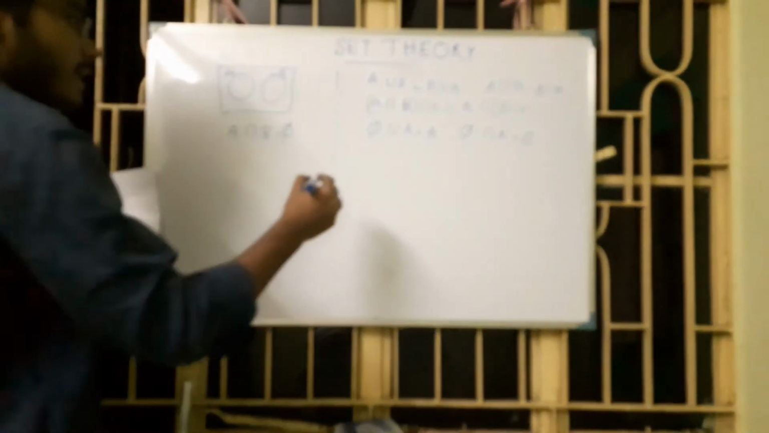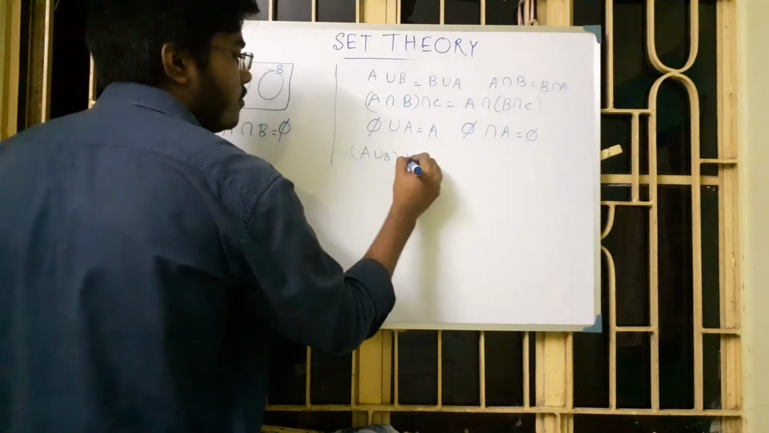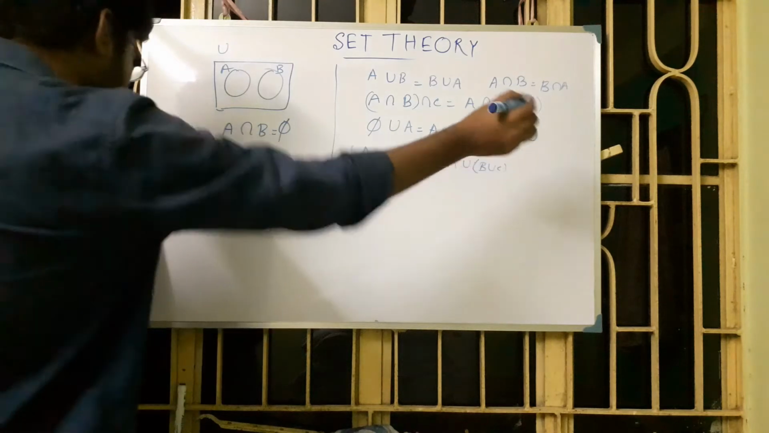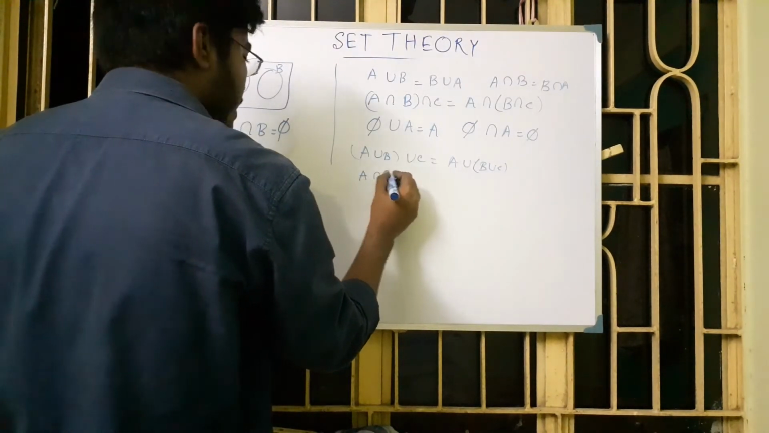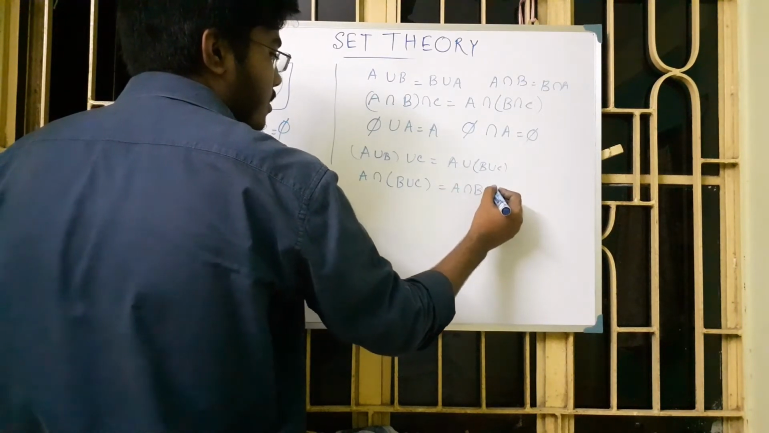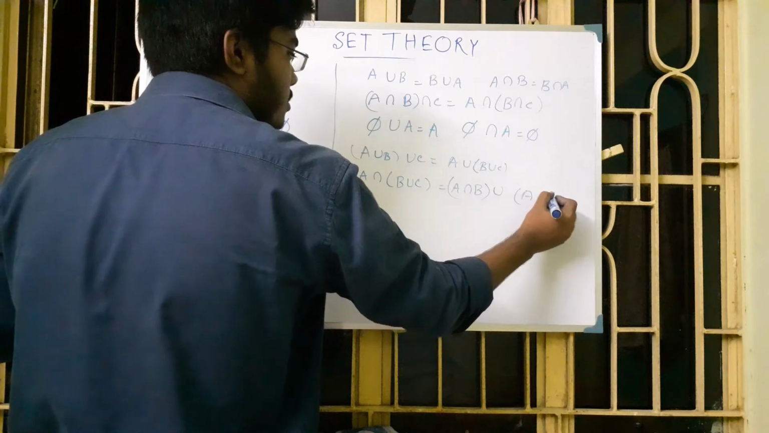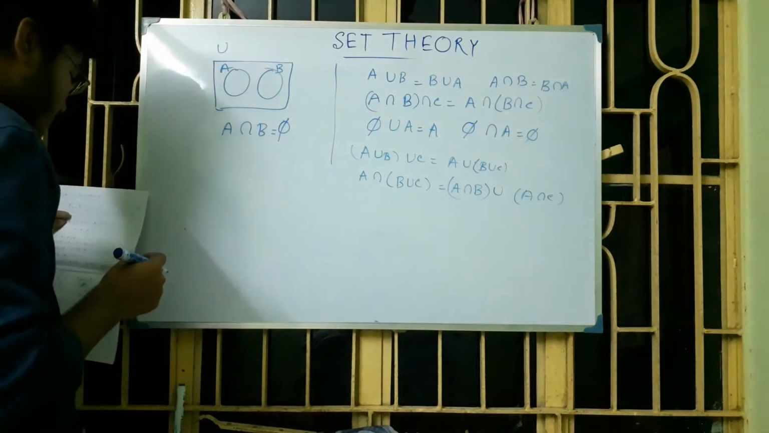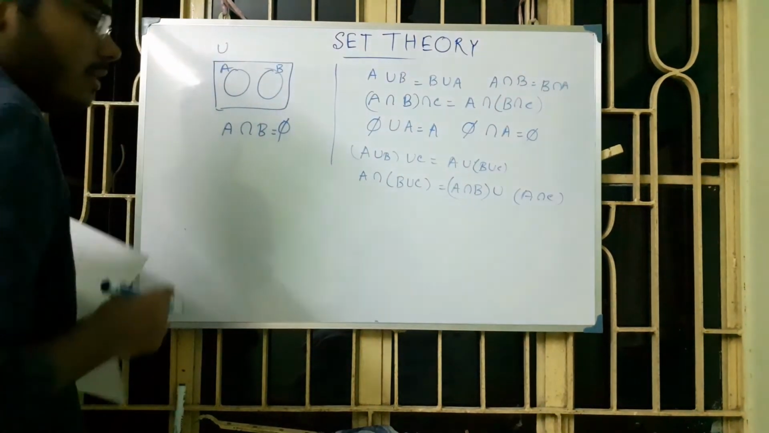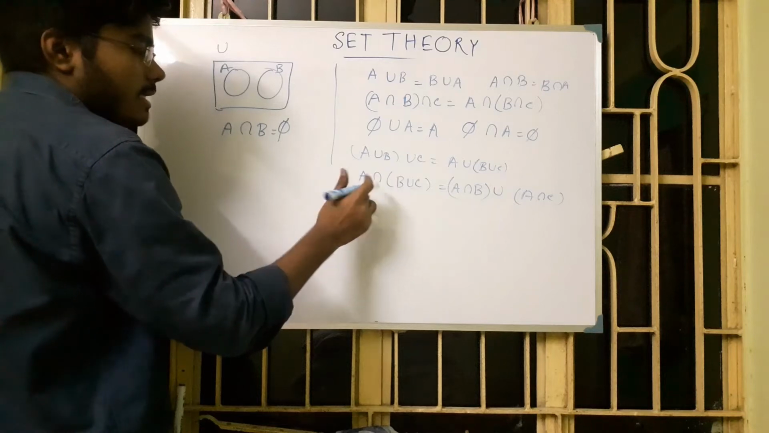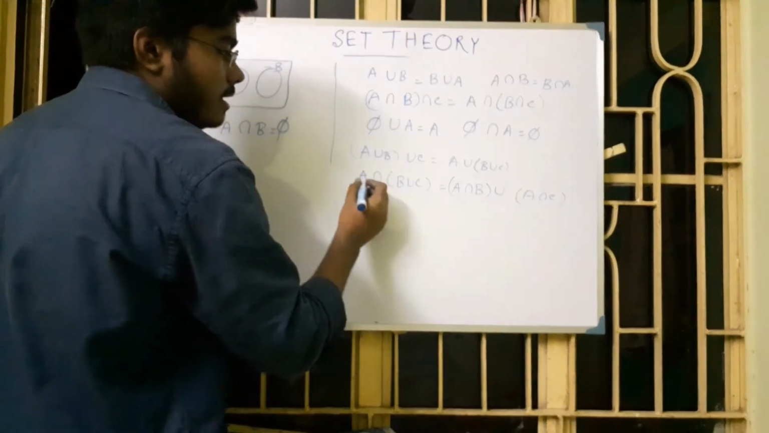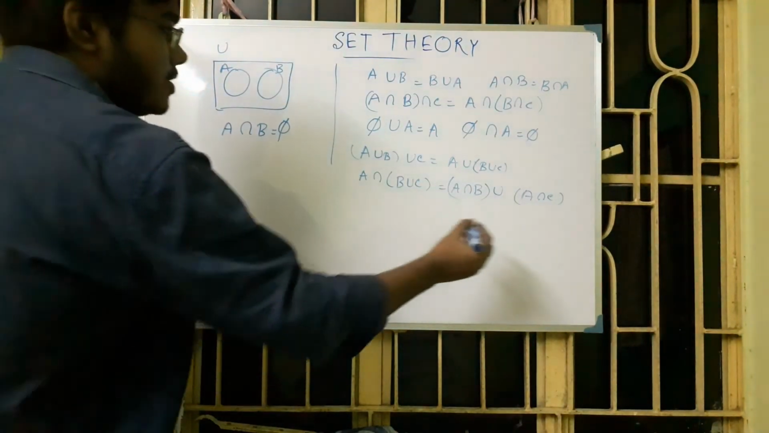Okay, and A union B union C equal to A union B union C. And A intersection B union C equal to A intersection B union A intersection C. This is the distributive law. Like multiplication, we are multiplying the thing in between them. Let's say this is multiplication and this is plus, then A multiplied by B plus A multiplied by C. Okay, this is the distributive law.